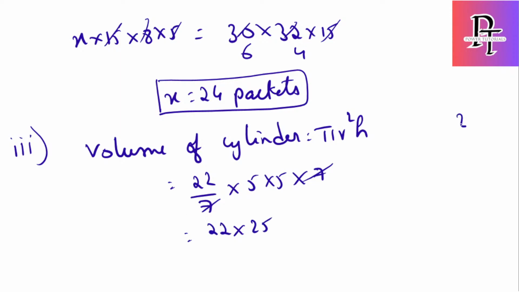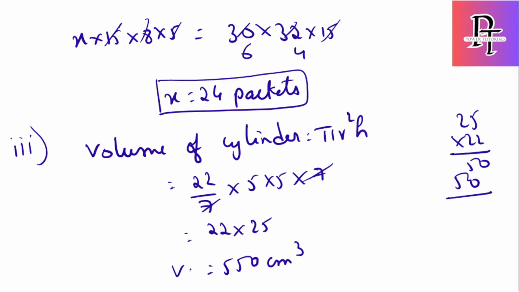So let's find the volume. 22 into 25 is 550. What is the unit? Centimeter cube. So this is the volume of the cup, so it can hold the same volume of milk, which is 550 centimeter cube.